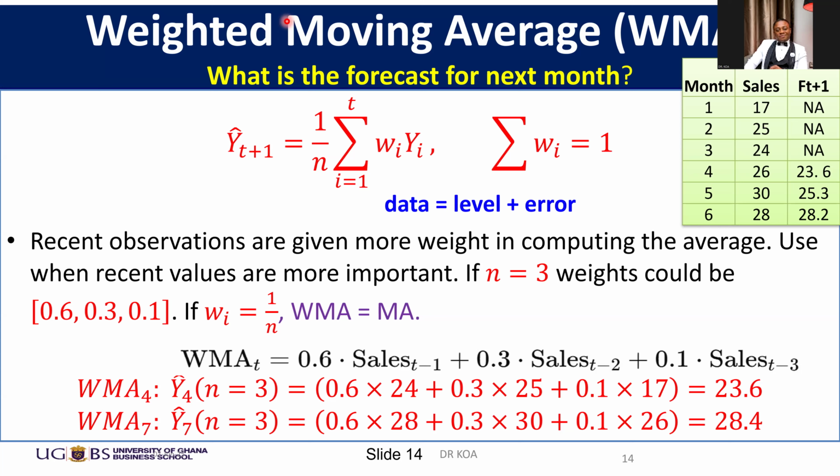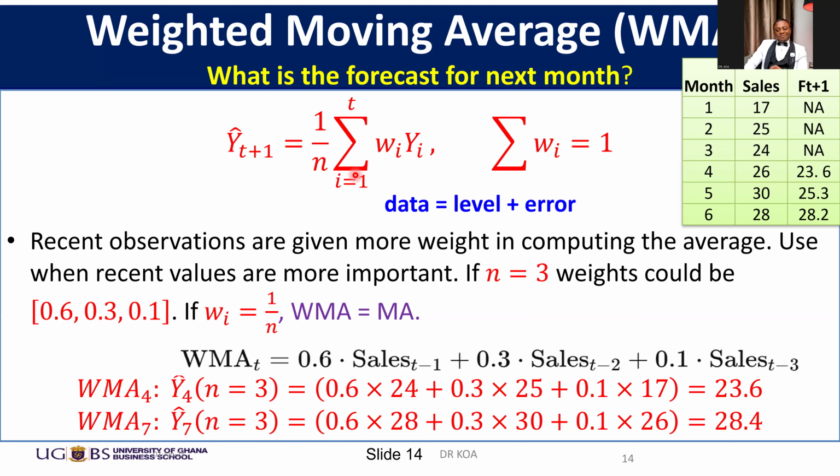Okay. So if I want to calculate year 4, I'll multiply 26 by 60%, 25 by 30%, and then 17 by 10%. And that is what you did here to get a forecast of 23.6. The same can be done for all of the others, and that will give you all of these forecasts that you see.